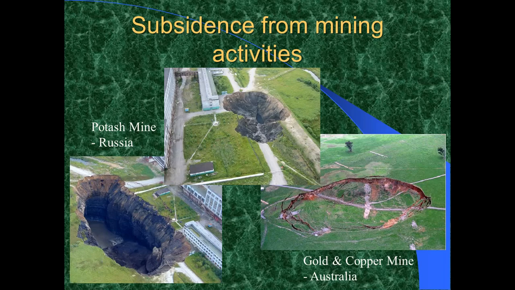Here's subsidence. These two pictures were taken in Russia. This was a potash mine, an underground mine that collapsed and created something known as a sinkhole. We'll actually talk about sinkholes in our next topic when we talk about water resources. Here was an underground gold and copper mine in Australia where we had subsidence. The mine collapsed, which caused the material on top, in this case, to suddenly sink down.